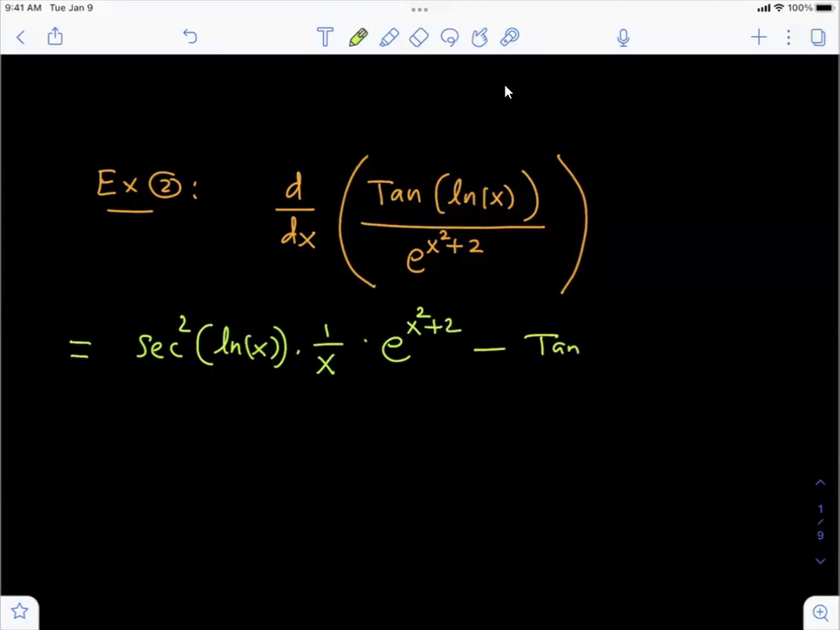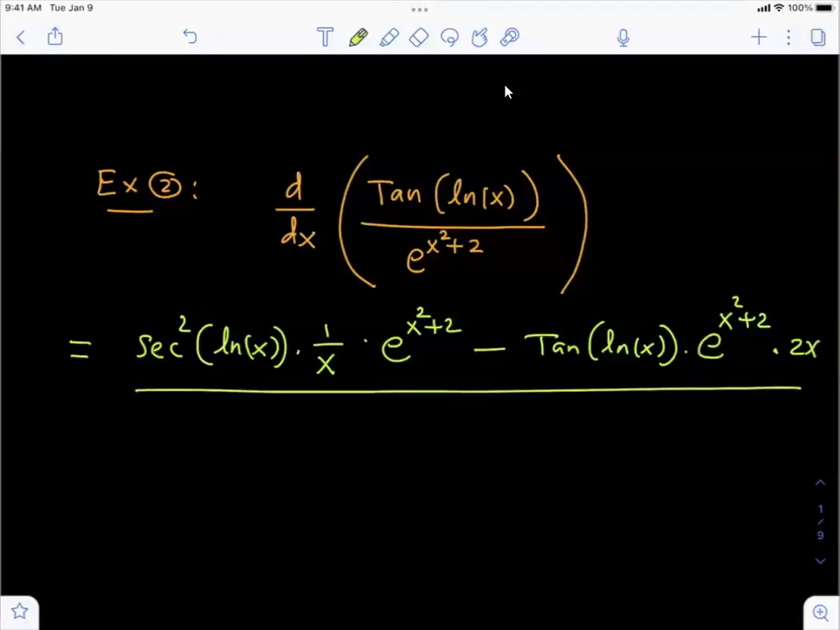tan of ln of x times the derivative of the bottom function. We know the derivative of the exponential is exponential itself. So it leaves this, and then you take the derivative of the inner function of that component. So it's going to be just 2x. And when you do the entire process, don't forget the denominator of the quotient rule, which is none other than the complete square of the denominator of the original function.